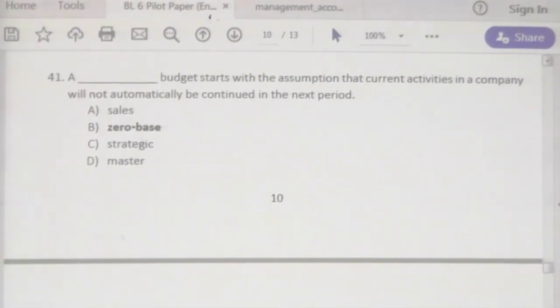But zero based budget means you are not trying to take anything from the past. You are trying to think newly. You believe this is the first financial year. You take everything with a fresh mind, ignoring the past information. Since you are not considering the past information, the company will start from zero. That's why it's called zero base. No carry forward of past practices to the next year. Therefore, the answer would be zero base budget here.